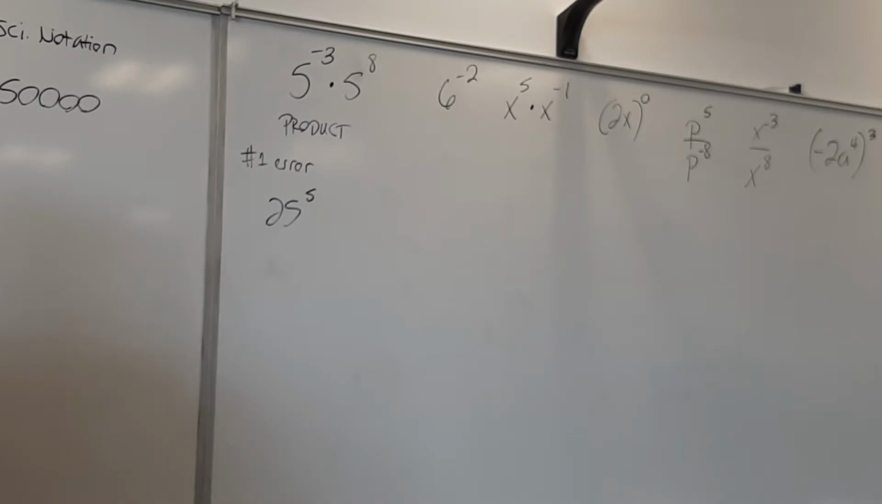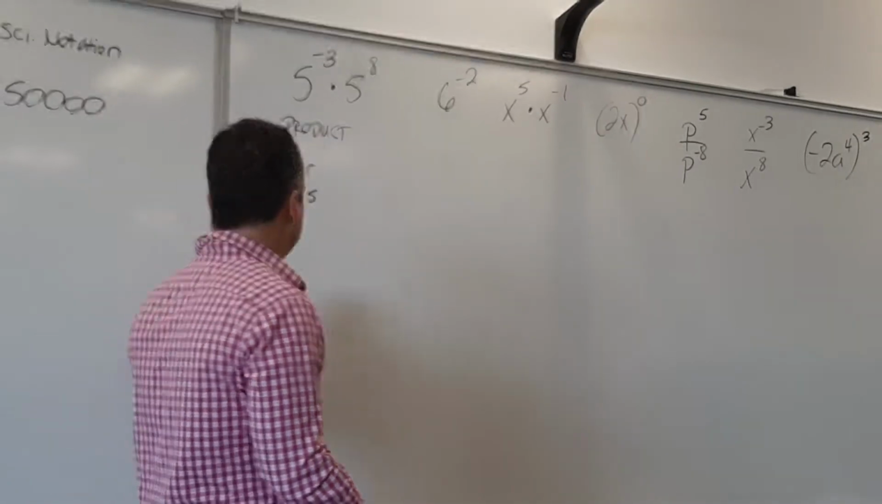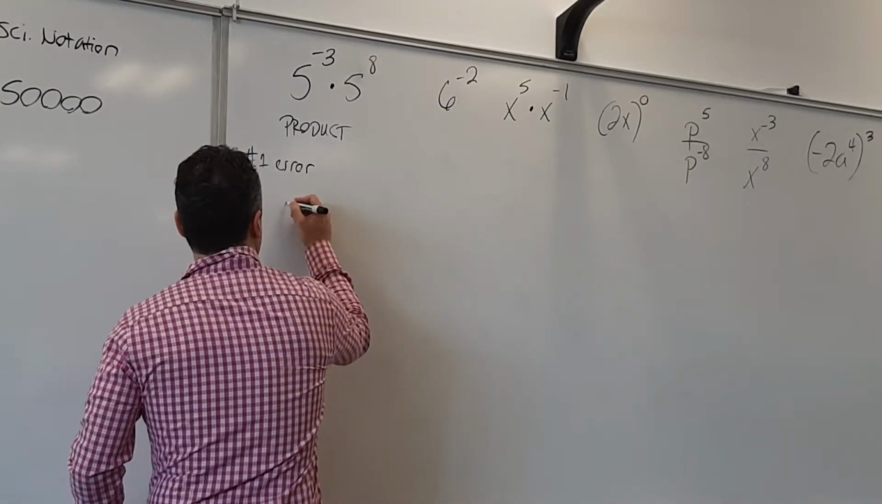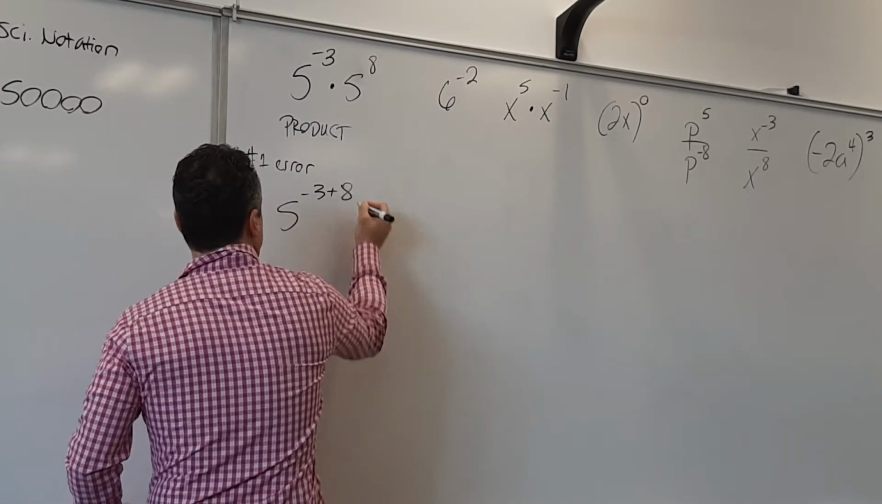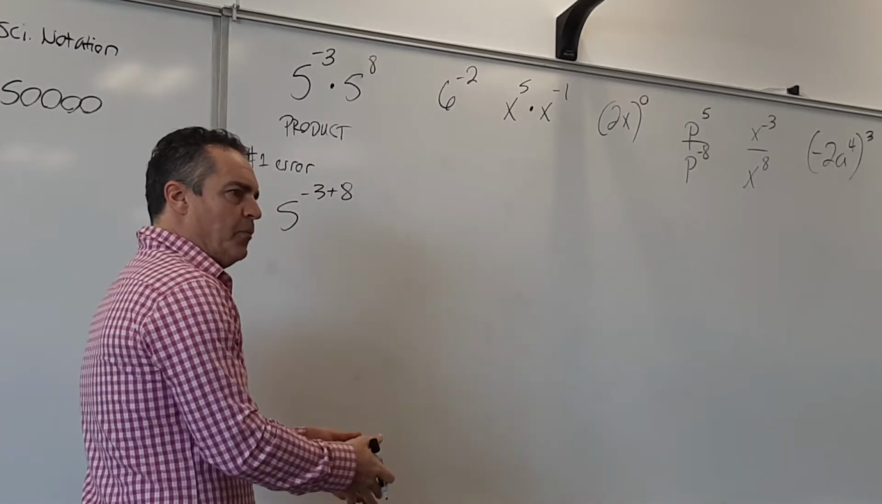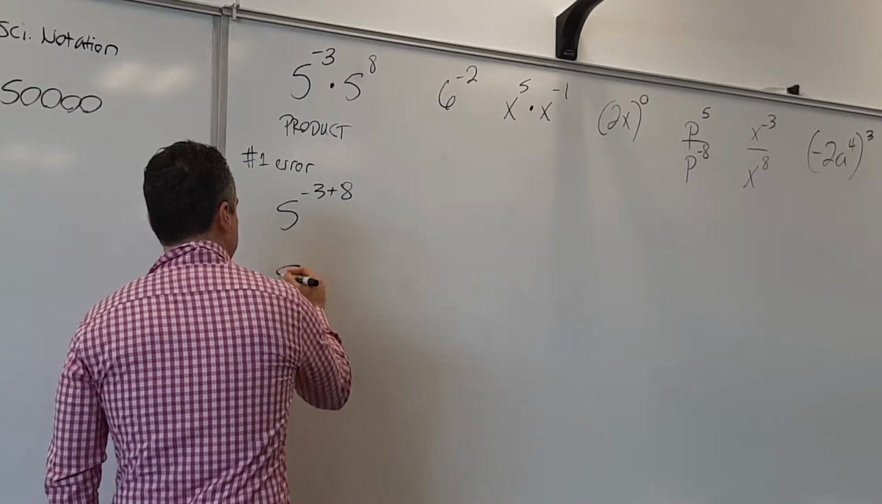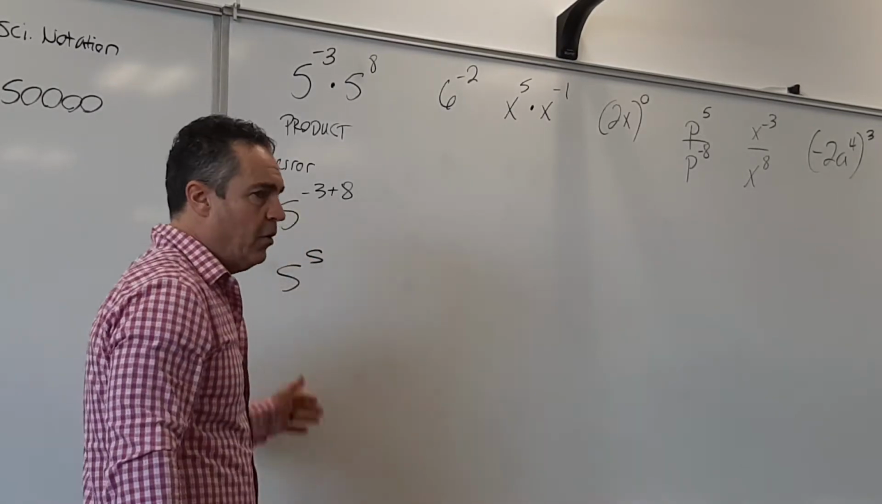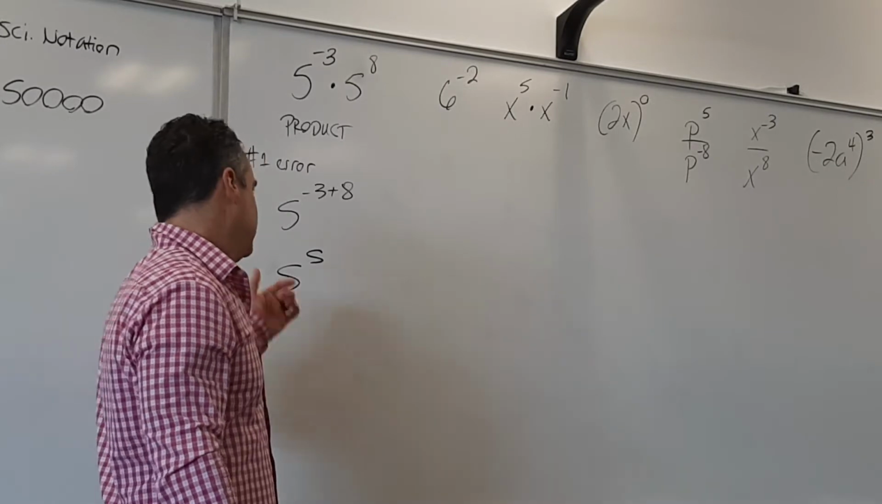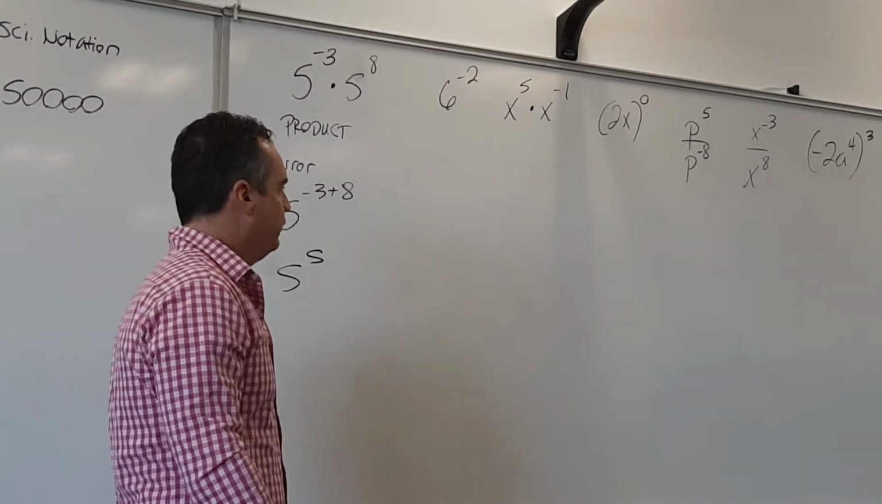But what you can do is recognize they have the same base. That's right, they've got the same base. And so that's 5 to the negative 3 plus 8. Since they have the same base and they're being multiplied, we can add their exponents, which makes 5 to the 5th, and you are done. And we don't multiply that out. Why? Because it's too big to multiply out in our head. So we don't do it.